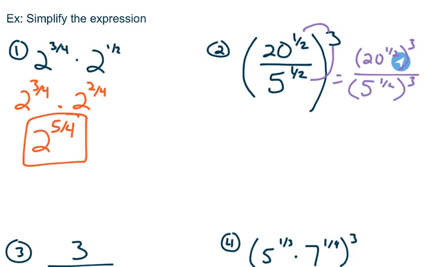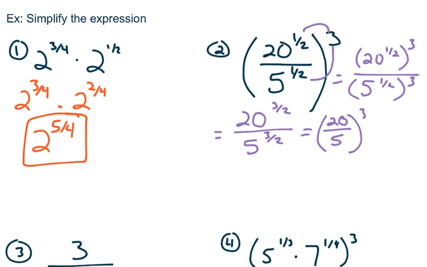Now I've got two exponents right next to each other in both the numerator and the denominator. So this becomes 20, let's see, 1/2 times 3 is 3/2. And 5, 1/2 times 3 again is 5 to the 3/2 power. Now, since these are both exactly the same exponent, we can think of what we did here, but go the opposite direction. We can actually undo distributing a 3/2. So we can make this 20 over 5 to the 3/2 power. And the last thing we can do is 20 divided by 5, and we get 4. So this becomes 4 to the 3/2 power.